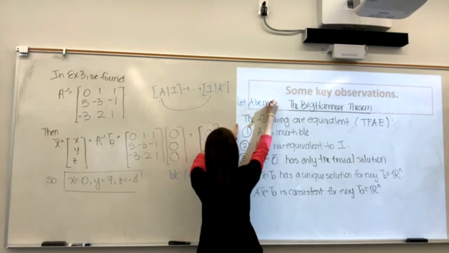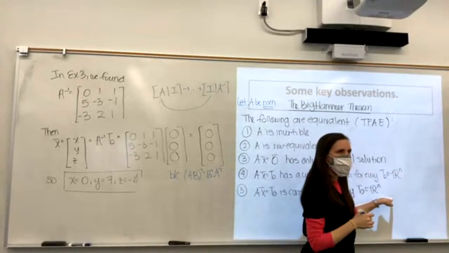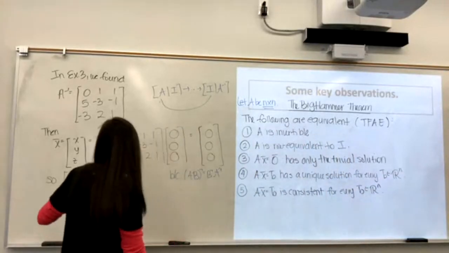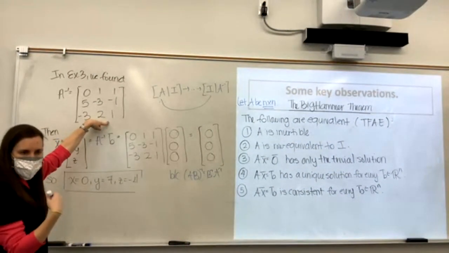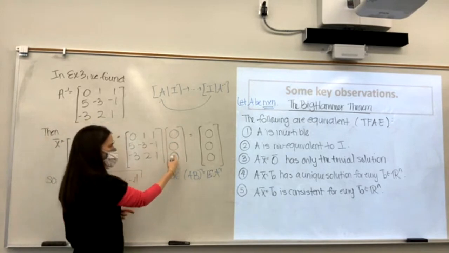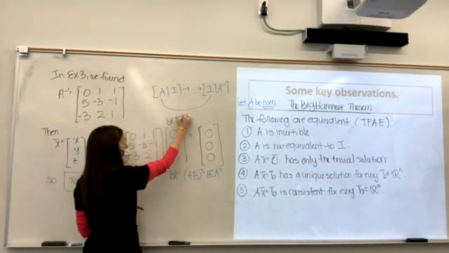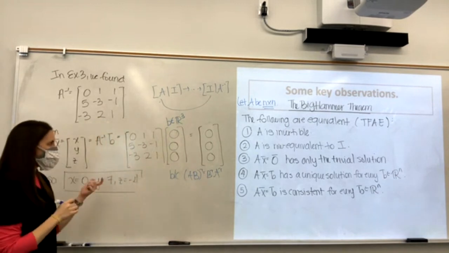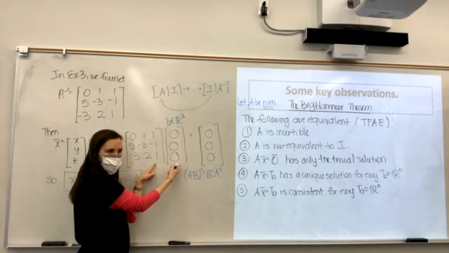Let A be n by n. That's where the n comes from, right? So in this example, A was a 3 by 3. This is A inverse, but A was also 3 by 3. And so the B's were vectors that live in R3. That's just the appropriate size so that your matrix multiplication makes sense.